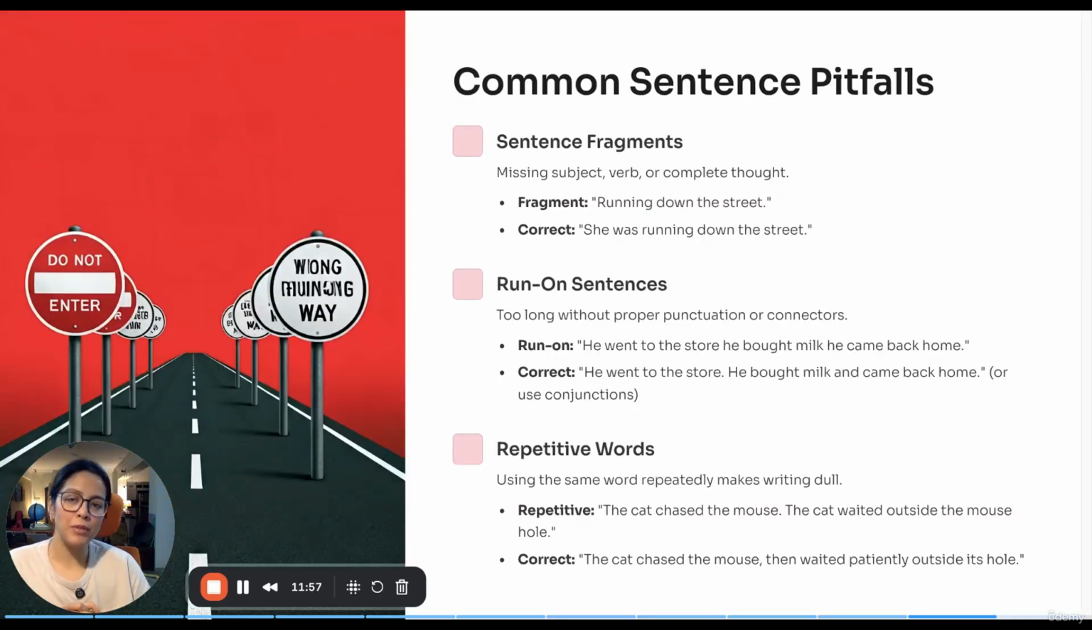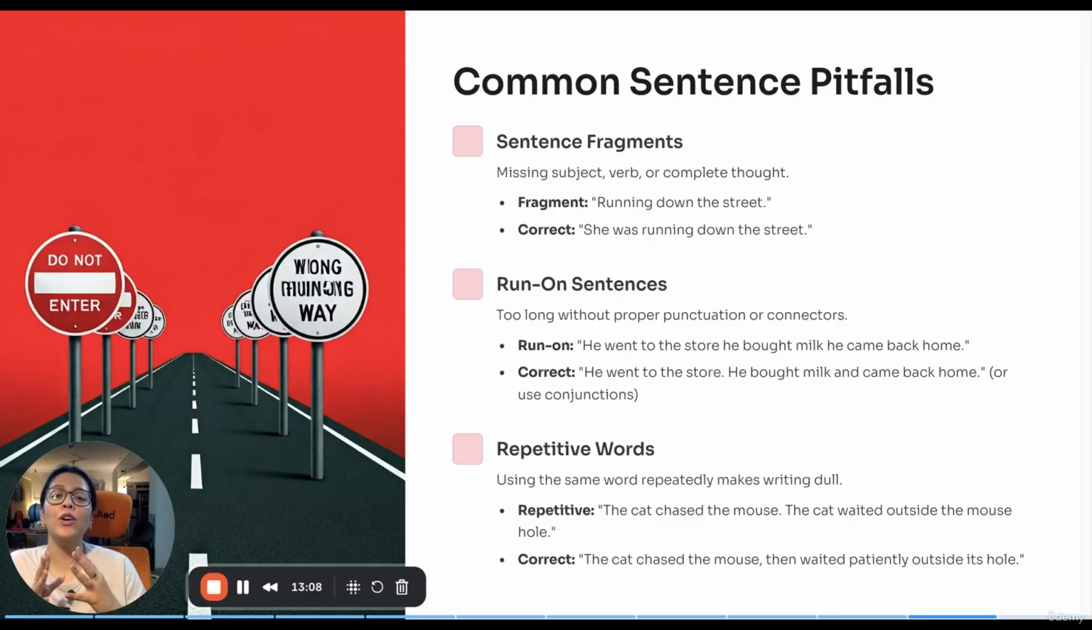Now let us discuss a few of the common sentence pitfalls or mistakes. The first one would be sentence fragments. That is, when you start a sentence and you miss certain parts of it. Either the subject goes missing, or the verb goes missing, or it's not a complete thought. This mostly happens when people start writing in continuous prose, when they have to write a paragraph, or when they are in a conversation and they have so much detail to give. So be very mindful when you're constructing sentences. Make sure that you stick to this formula of subject, verb, and object. Like the example given here, running down the street, she was running down the street.